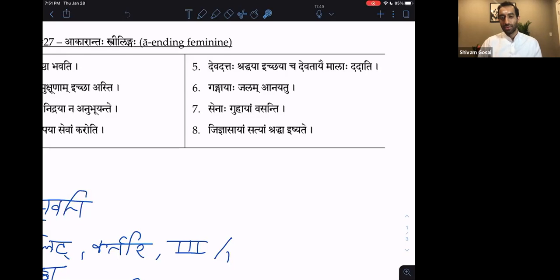So meaning, okay, so jignasayam satyam, when jignasa is there, right? Or when there is a desire to know, shraddha ishyate, then shraddha is desired. Right? When there is a jignasa, when there is desire to know, shraddha, faith or trust, is desired.